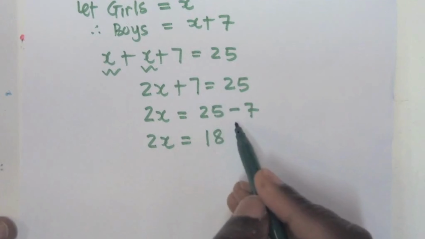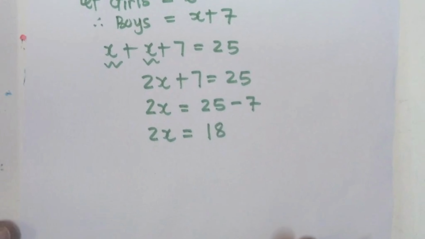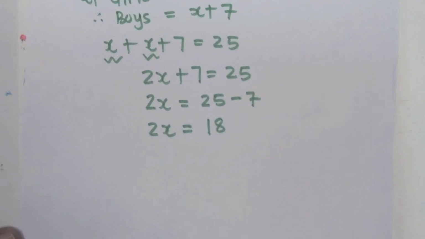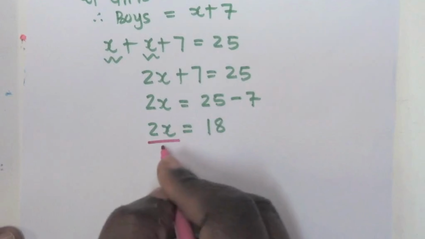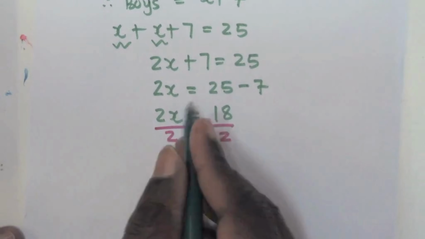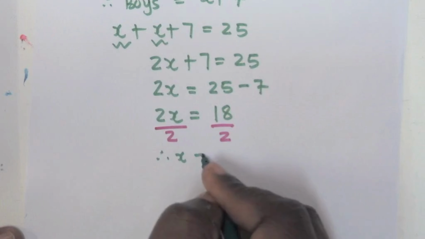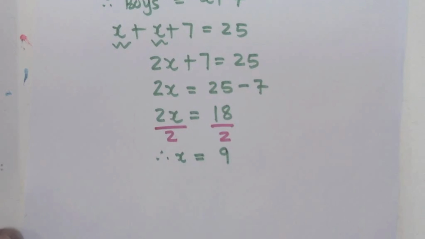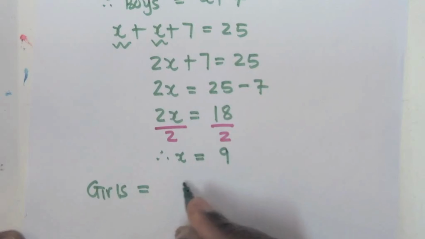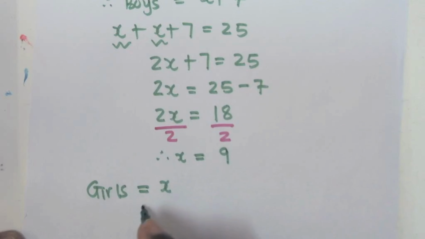Please be very careful here. You must check with your calculator. 25 minus 7 is giving us 18 here. Then I divide both sides by 2. And when I do that, I'm going to get my x value being equal to 9. Then I must answer the question. So, how many girls are in this class? So we can write girls is equal to x. So we've got 9 girls in this class.